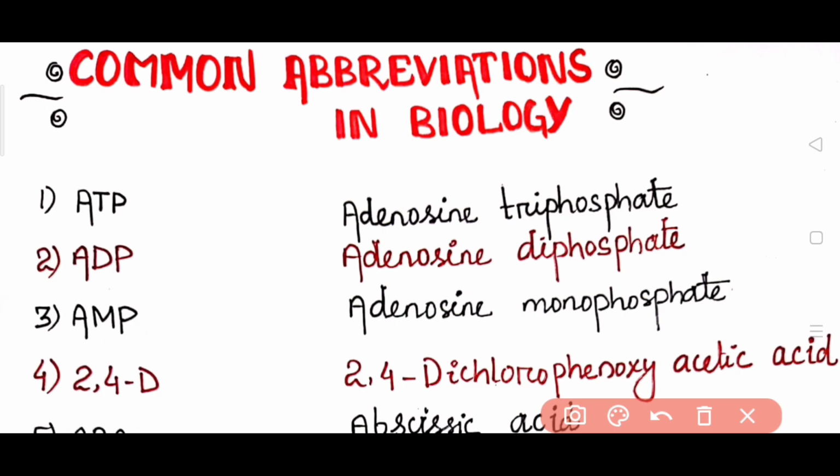So first is ATP. The full form of ATP is adenosine triphosphate. This ATP was discovered in 1920 and it is found in mitochondria. This ATP captures chemical energy obtained from the breakdown of food molecules and releases it to fuel other cellular processes.